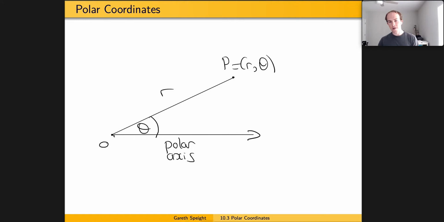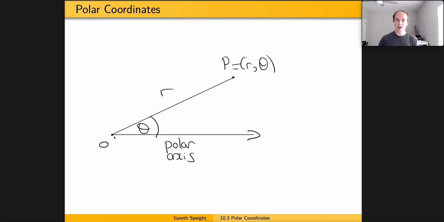If r is 0, then the distance from the origin is 0. So the point will always be at the origin regardless of what direction we travel, which makes sense, right? If we move a distance 0 and we travel in any direction, well, we're still going to be where we started. So if r is 0, we are always at the origin, whatever theta is.